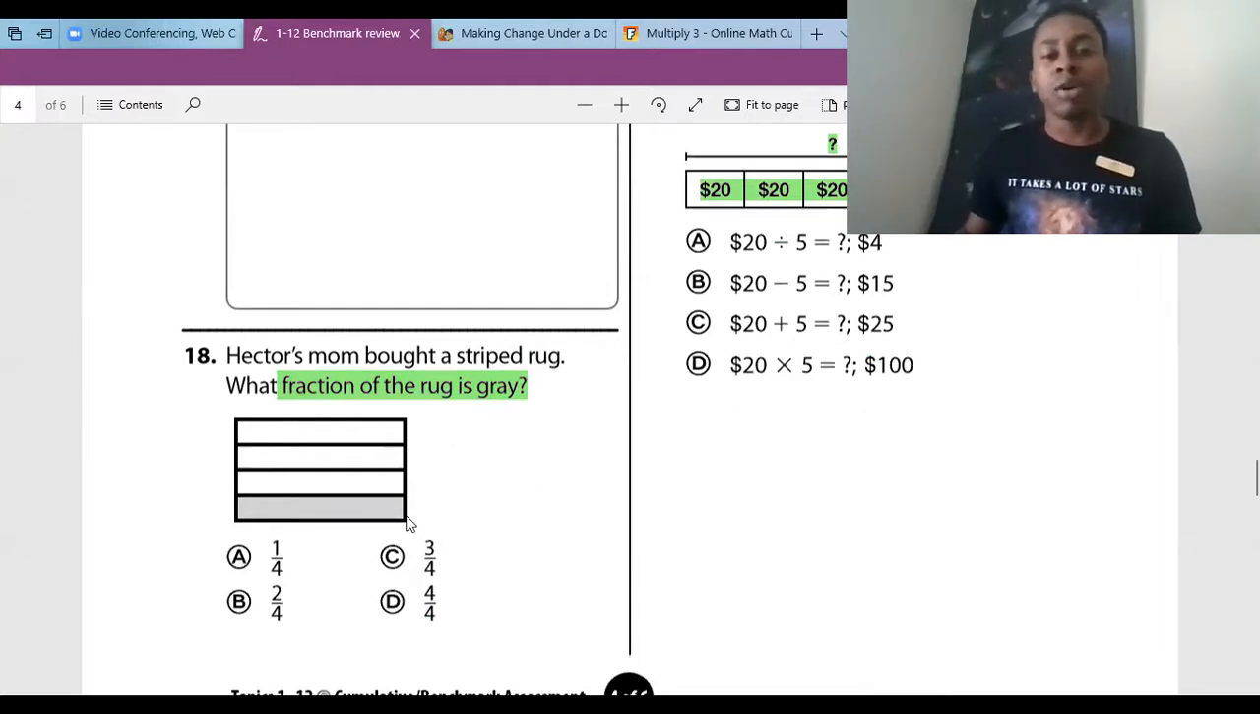So let's see how many parts there are total. 1, 2, 3, 4. So our denominator should be 4. How many are shaded gray? There's 1. So our answer is 1/4. That should be A.